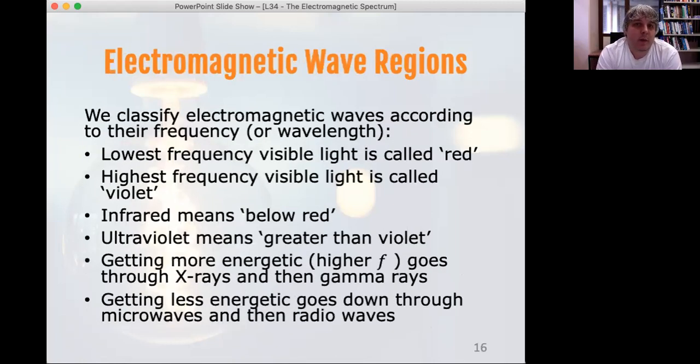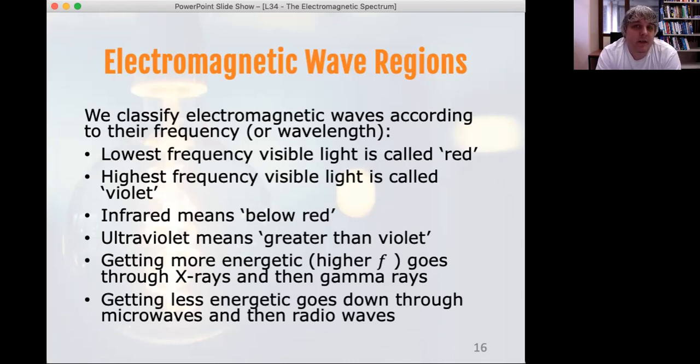When we talk about electromagnetic waves, as I've already hinted at, we have different regions. We have visible light, we have ultraviolet, infrared, and so on. And these different regions have different names based on what we do with them. So as a quick list, the lowest frequency of visible light is called red, and the highest frequency of visible light is called violet, and we get other colors in between. Infrared, infra meaning below, we've met that when we talked about infrasonic, so infrared is below red. Ultraviolet, ultra being above, so ultraviolet is greater than violet, so higher frequencies, higher energy than violet light.